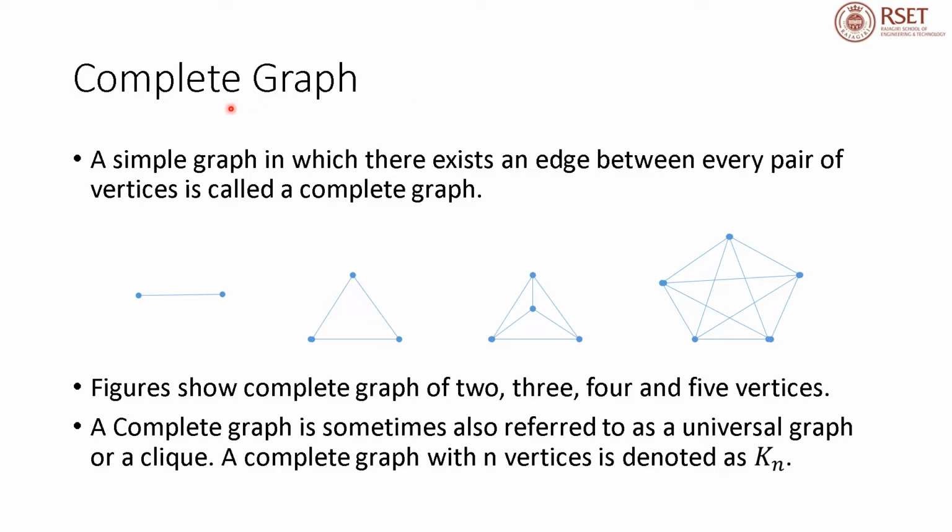A complete graph is defined as a simple graph in which there exists an edge between every pair of vertices. This is an example for two vertices. The complete graph is denoted as K2, the complete graph with three vertices K3, with four vertices K4, and this is the complete graph with five vertices. A complete graph is sometimes also referred to as a universal graph or a clique. A complete graph with n vertices is denoted as Kn.